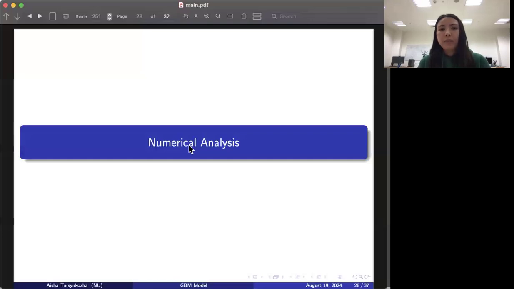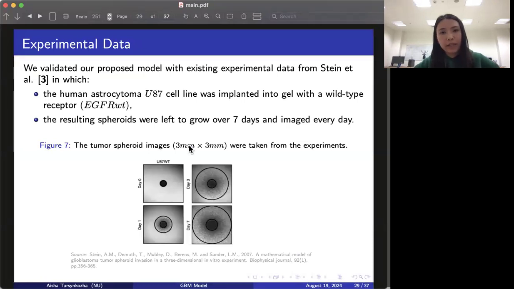And our numerical analysis starts with the experimental data that were taken from Stein's paper, in which they used the human astrocytoma U87 cell line. It was implanted into the gel with a wild type receptor. Then the resulting spheroids were left to grow over 7 days, and they were imaged every day. As you can see here, we have day 0, day 1, when they start expanding, then day 3, and then day 7.